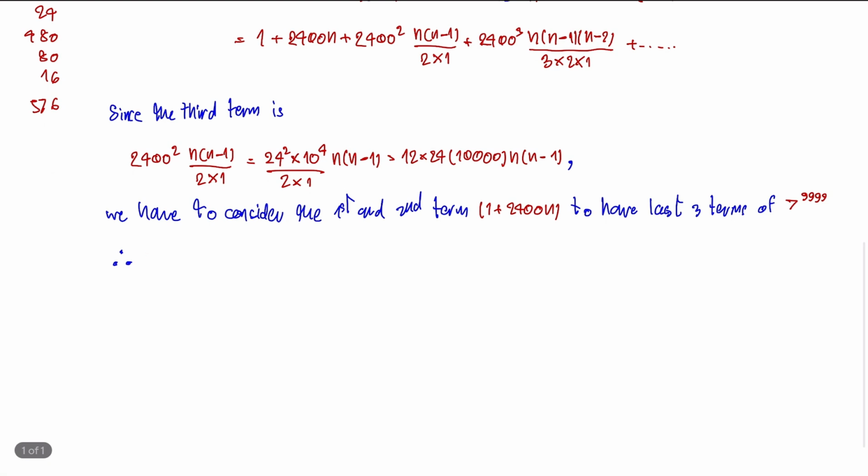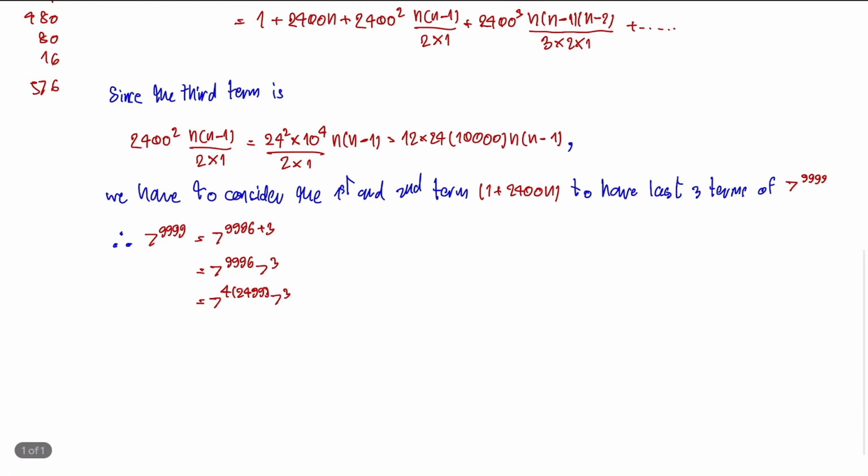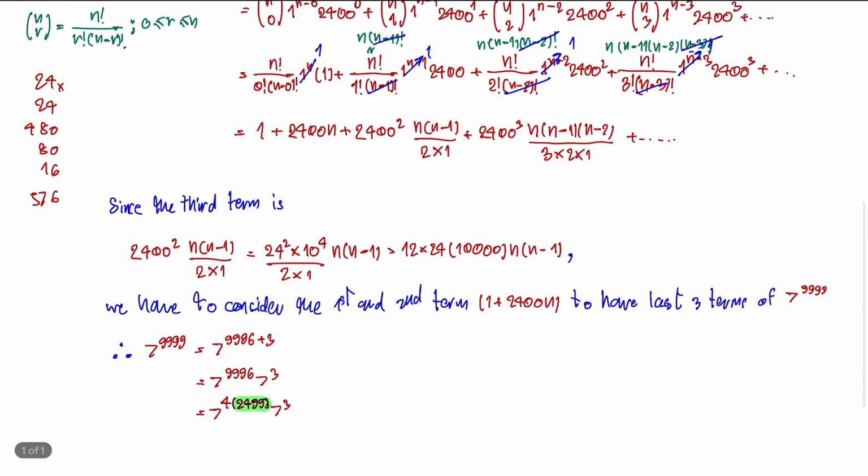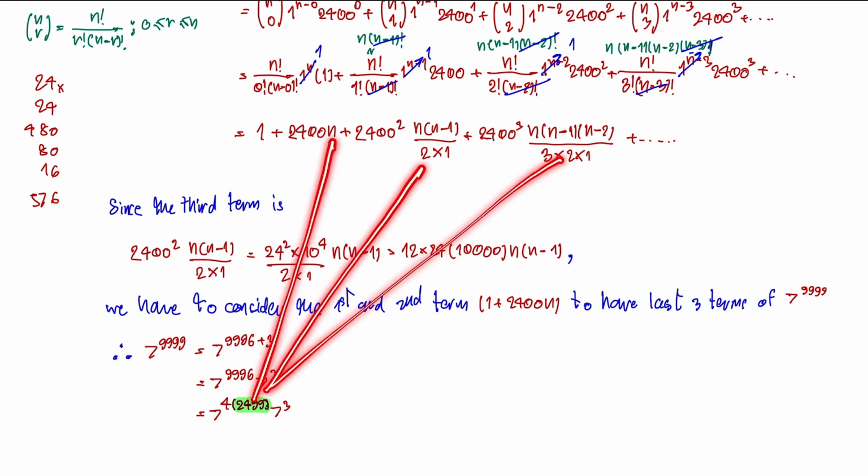So we're going to have 7 raised to the 999, in which, unfortunately, 999 is not divisible by 4, so I have to write 7 to the 996 plus 3. So we're going to have 7 to the 996 times 7 raised to the power of 3. So 7 to the 996 is 7 to the 4 times 249, times 7 raised to the power of 3. Okay, and I will substitute this 249 into here, here, and here.